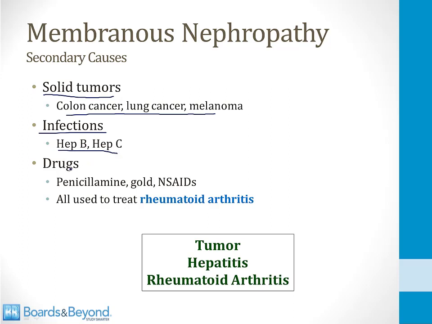And finally, it commonly occurs in patients taking certain drugs. These drugs are all used to treat rheumatoid arthritis. They include penicillamine, gold, and NSAIDs. And an easy way to remember this is just to remember the phrase tumor, hepatitis, and rheumatoid arthritis. It rhymes, and these are the 3 secondary causes of membranous nephropathy that you should know other than lupus.